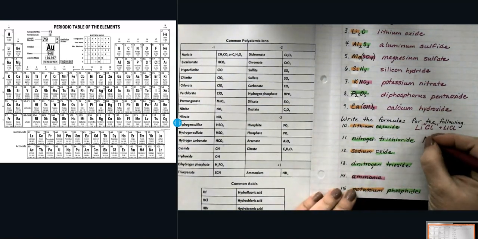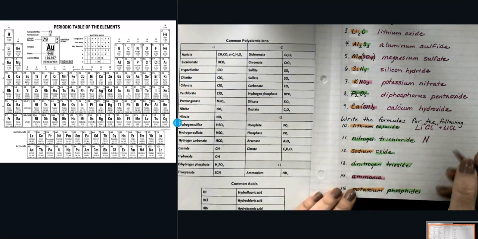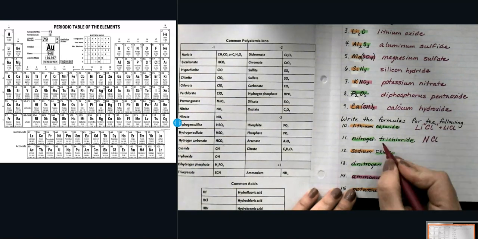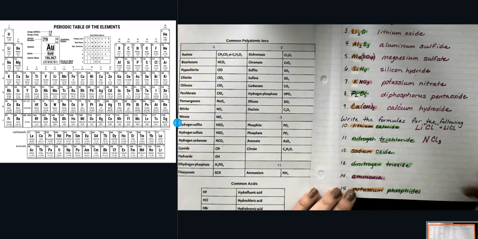Nitrogen is N. Trichloride. Remember when we're dealing with those nonmetals, there are no charges, so you're literally just writing Cl. You go back, and that's a 3. That's it.